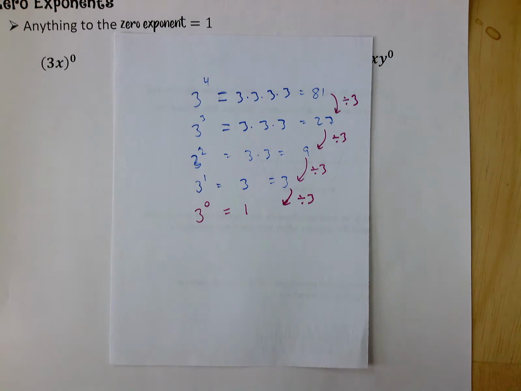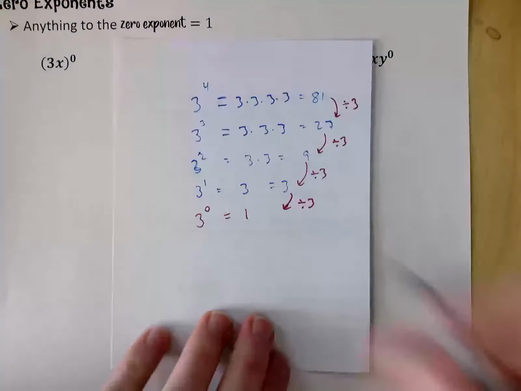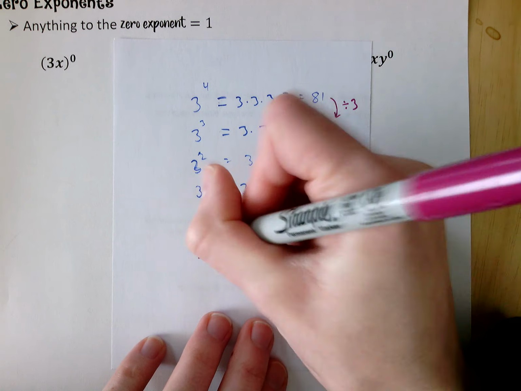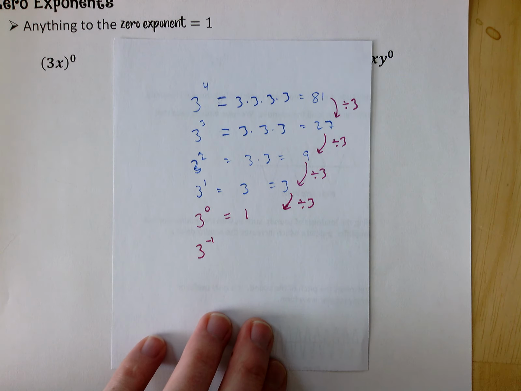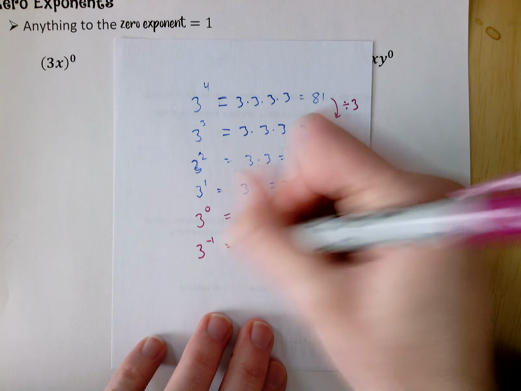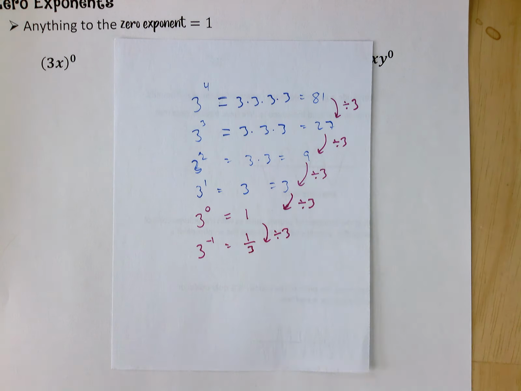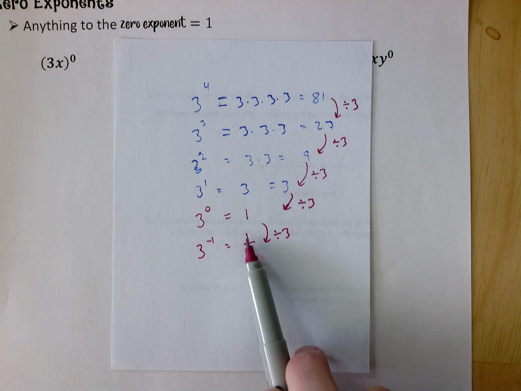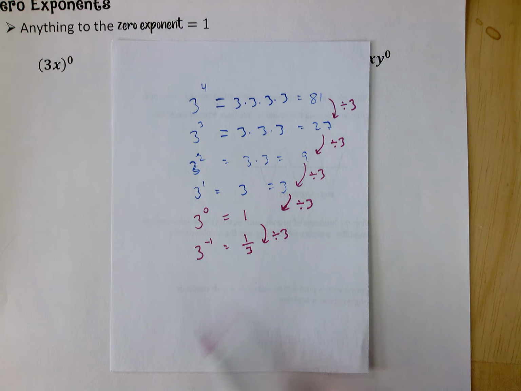This is also how we get negative exponents. You know how we said that with negative exponents we flip? Well, if I follow this pattern a little more, the next one would be 3 to the negative 1, right? I would take this and divide it by 3, which would give me 1 over 3. So that's why negative exponents flip. They go from the top to the bottom. And that's how we figured that rule out.